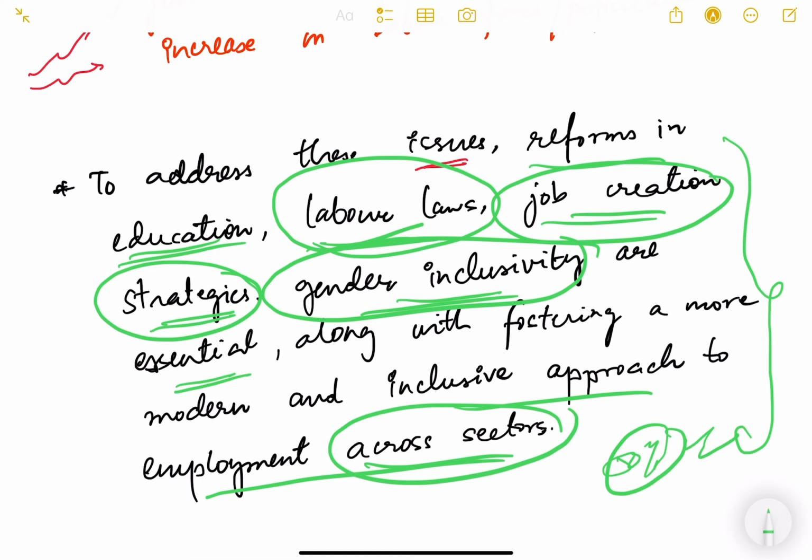In the next video, we'll discuss in detail the strategies that India has actually adopted over a period of time, what different schemes and missions the government has brought at the national level so that we can increase our employment. So we'll discuss that in the next video.